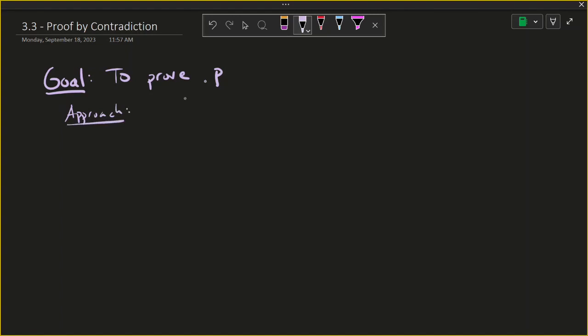The approach is we're going to assume not P, and then come to some contradicting fact. It could be something that directly contradicts something we said earlier, or it could just be a basic fact like 1 is less than 0. And from that contradicting fact, we'll conclude that it was wrong of us to assume not P, and that therefore P is true.